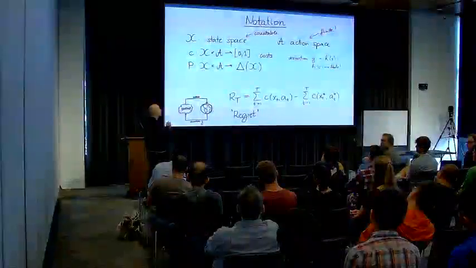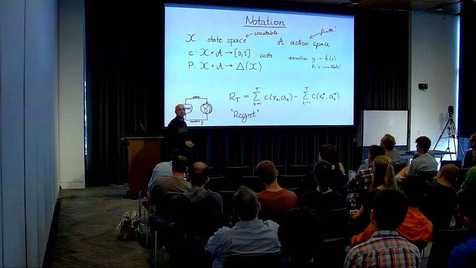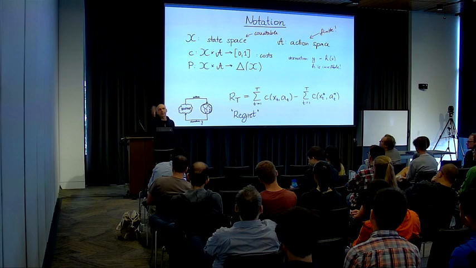So the comparison is to what? It's a different set of states? Right. It's a different controller controlling the system, so it's a different sequence of state actions. So you have a finite set of controllers and you're comparing to the best one?